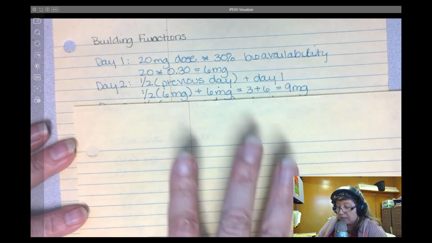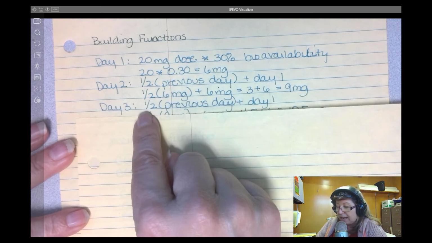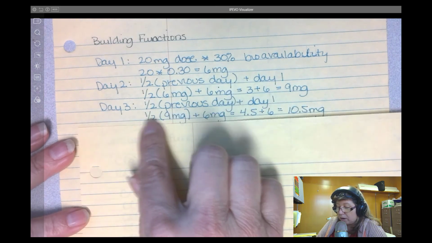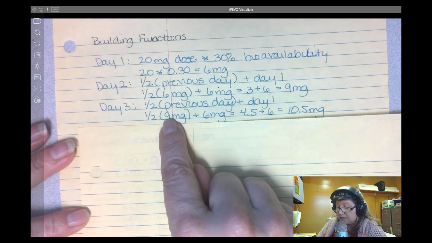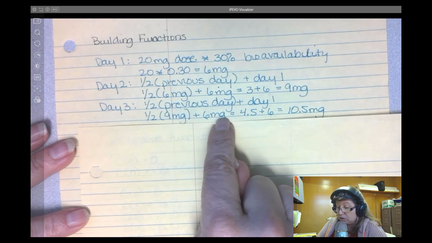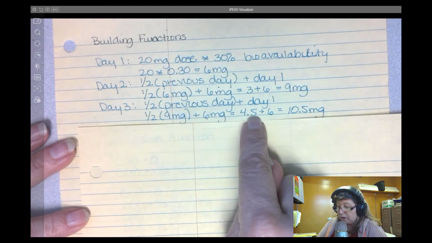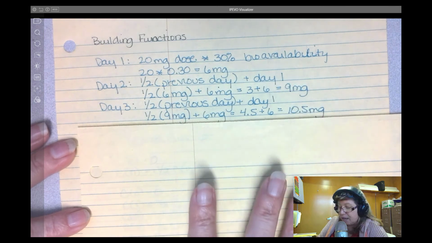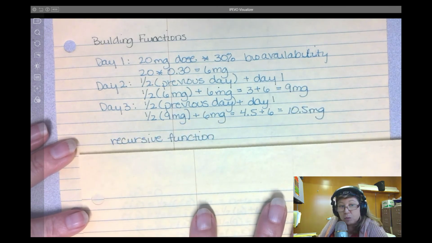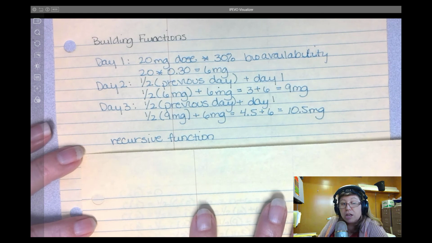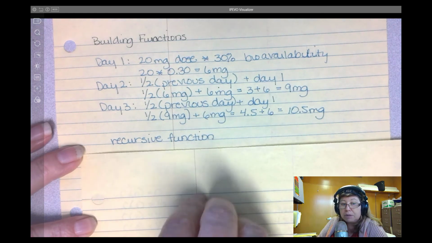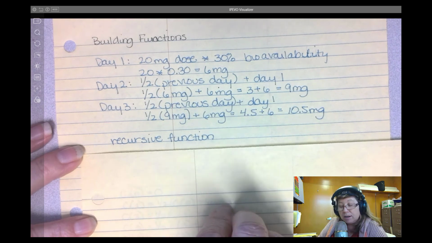We're going to repeat this for day 3: half of the previous day plus day 1. So half of the 9 milligrams from day 2 plus the original 6 milligrams. So 4.5 plus 6 is 10.5 milligrams. And we keep doing this. This is what's called a recursive function. A recursive function takes what happened before and does something to it, and keeps on doing it.